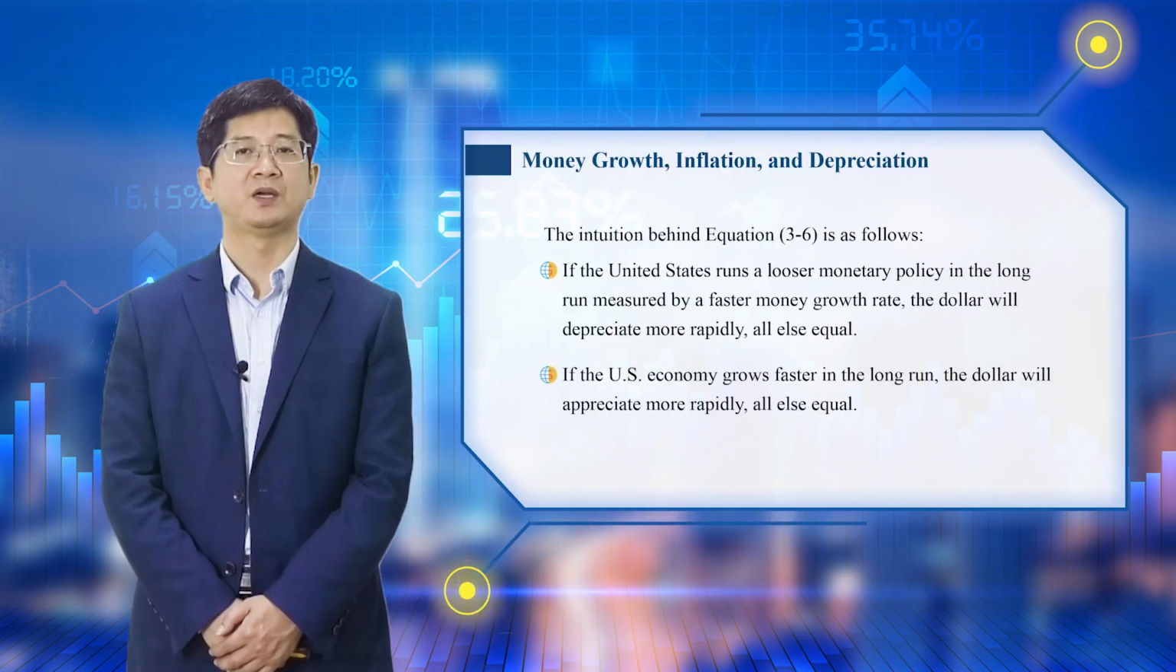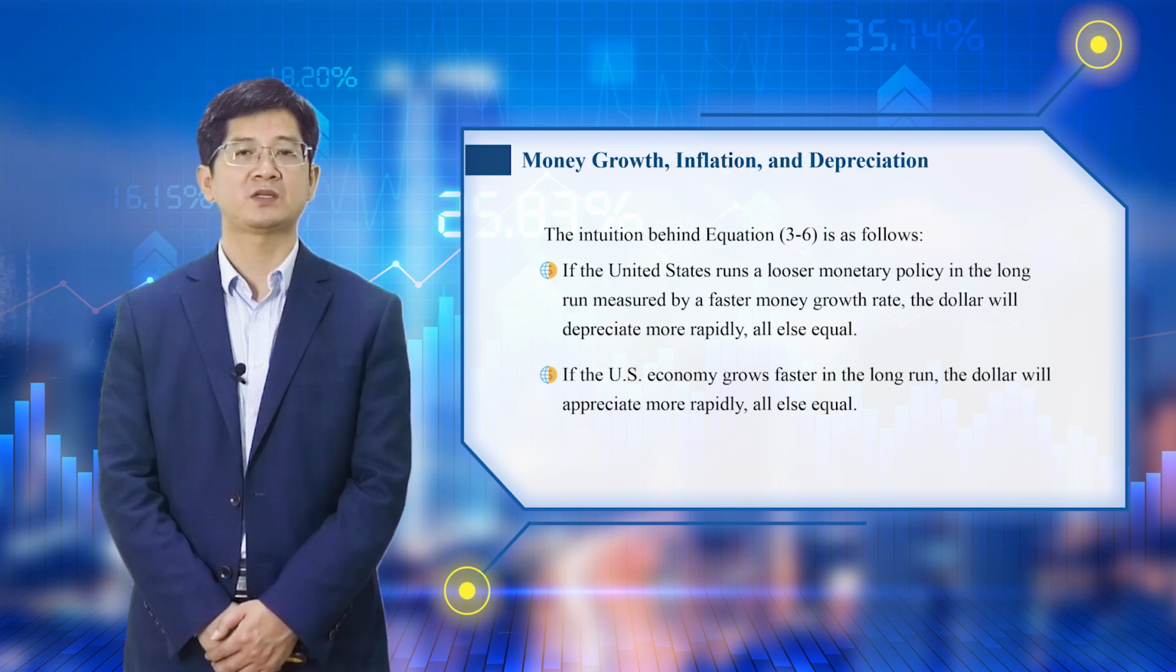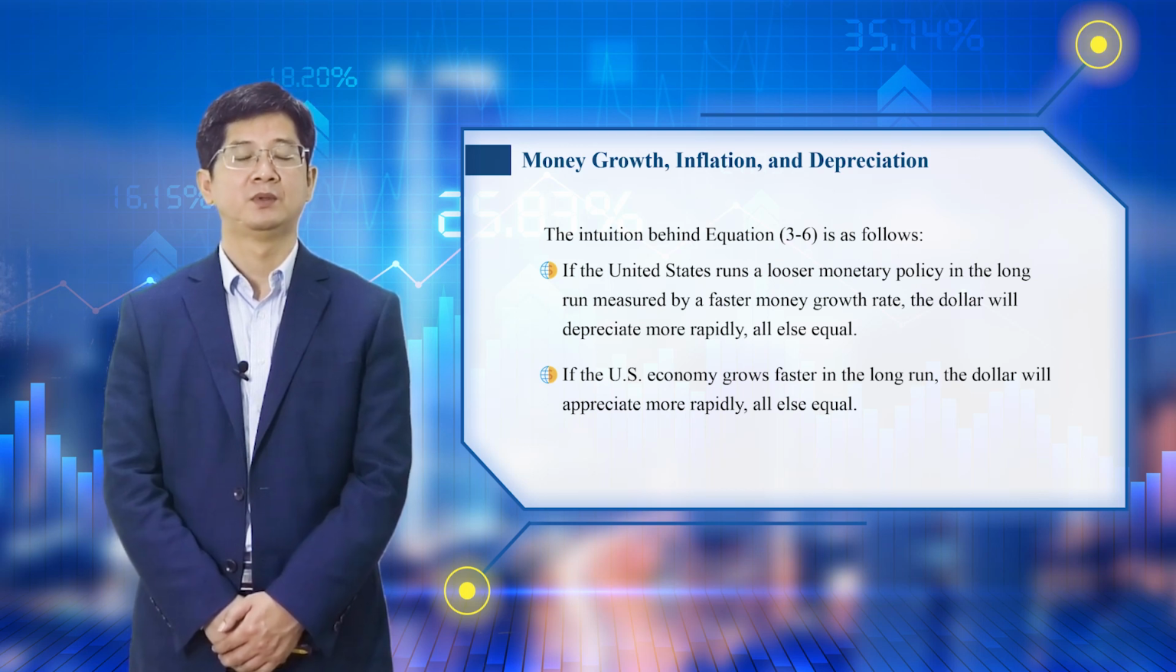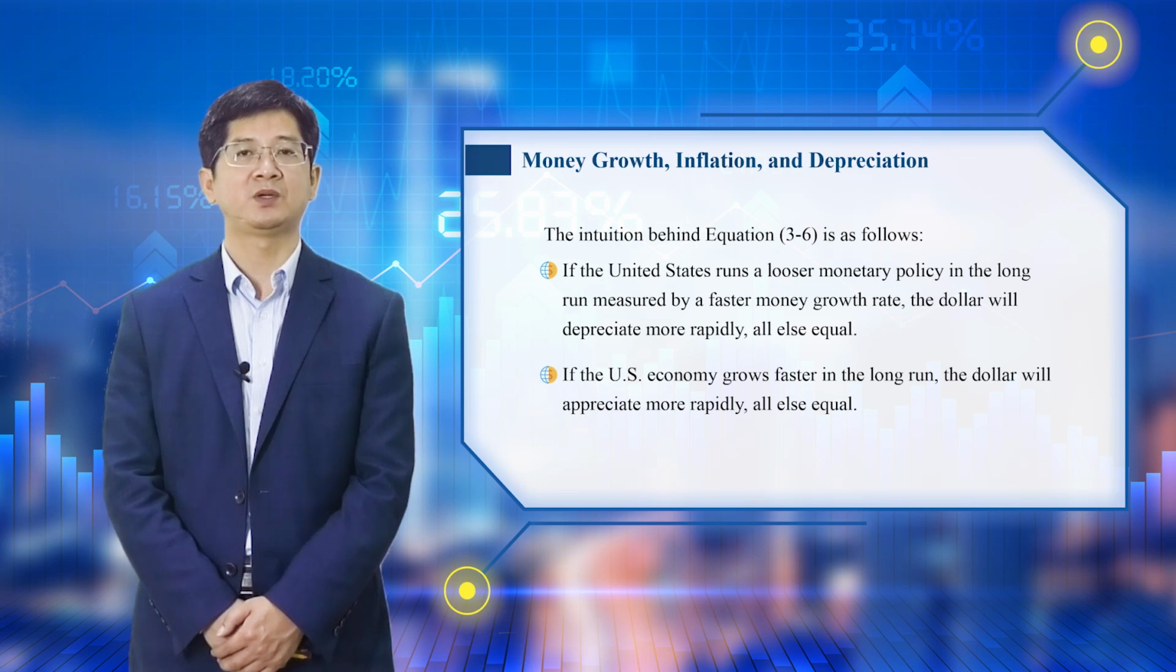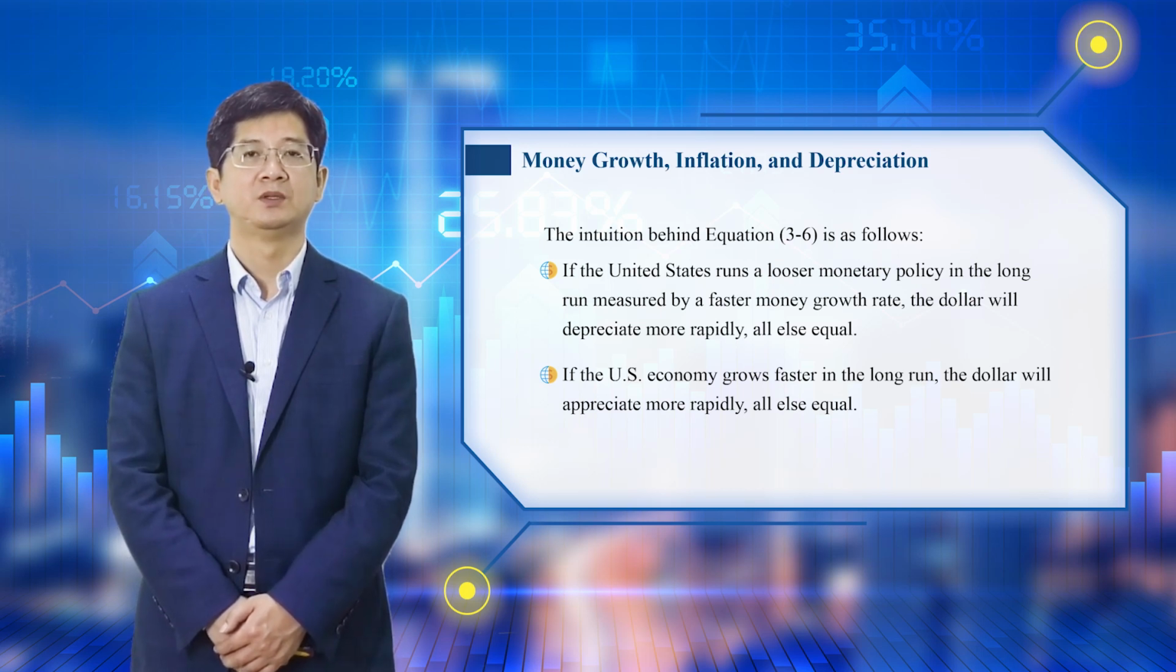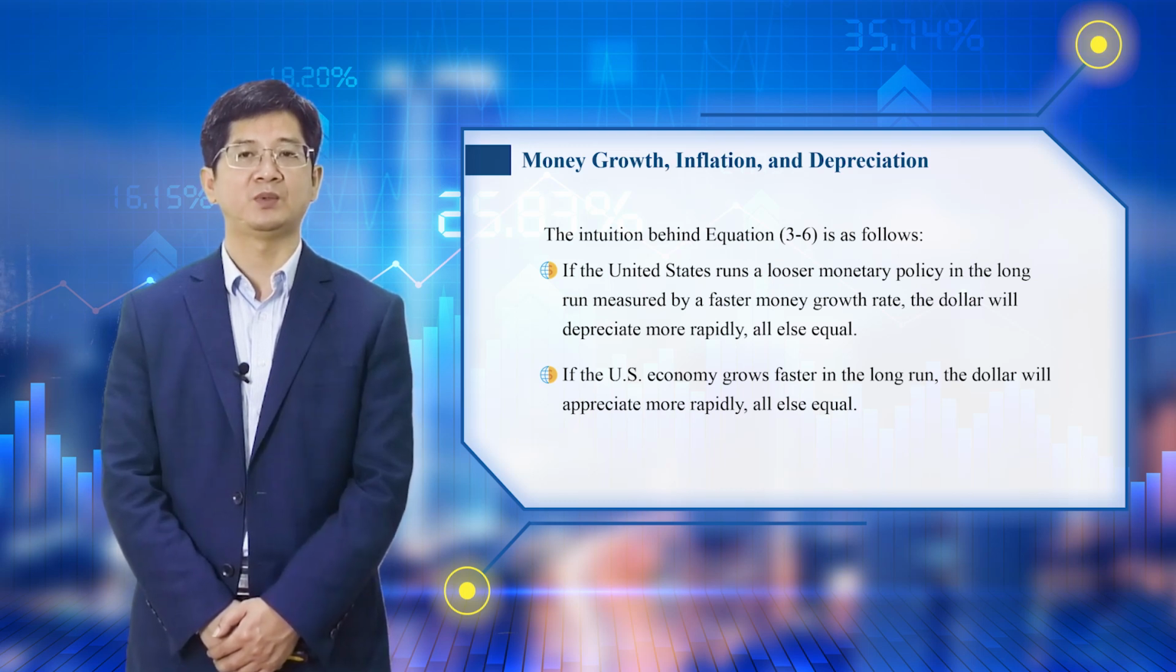The intuition behind equation 3.6 is as follows. If the United States runs a looser monetary policy in the long run, measured by a faster money growth rate, the dollar will depreciate more rapidly, all else equal. If the US economy grows faster in the long run, the dollar will appreciate more rapidly, all else equal.